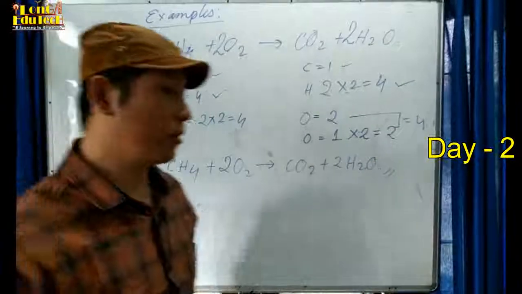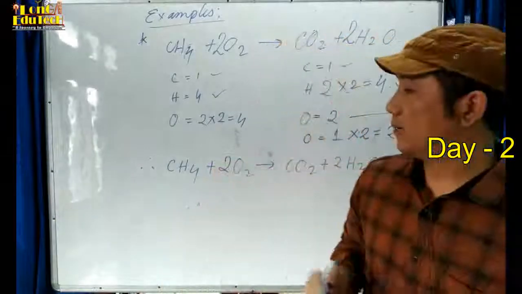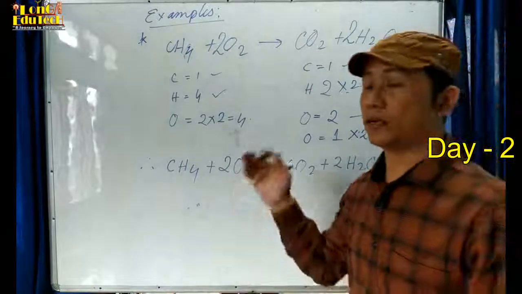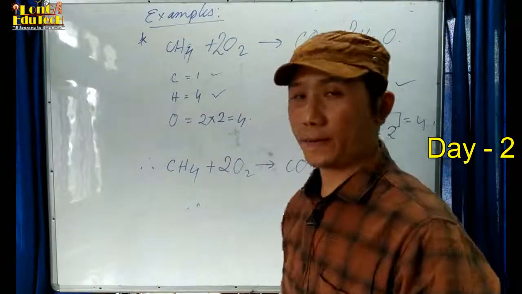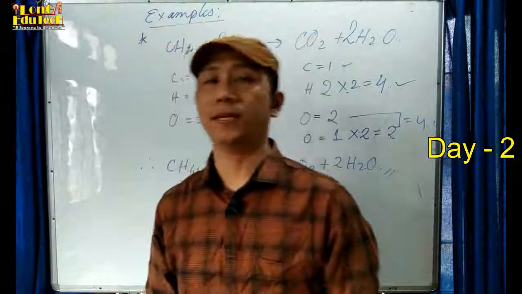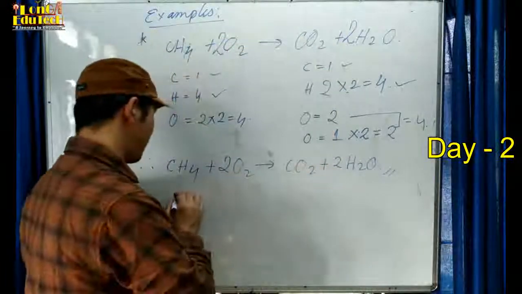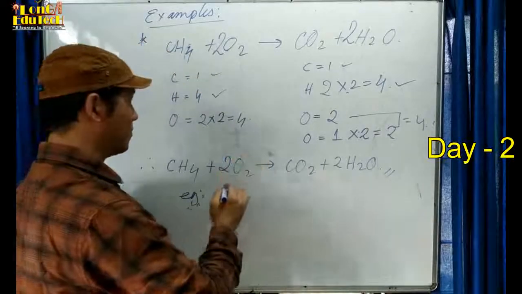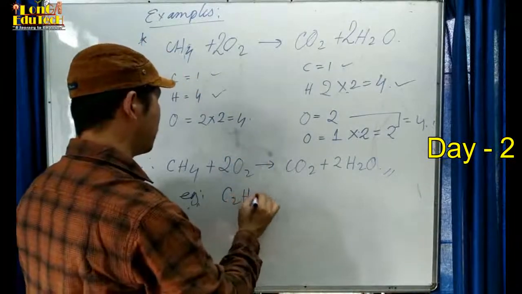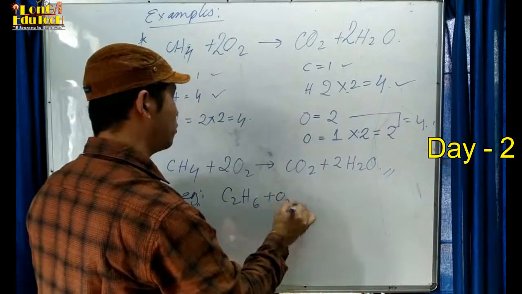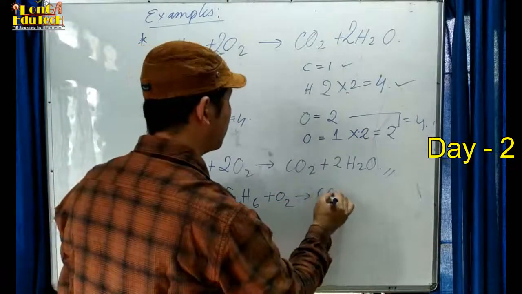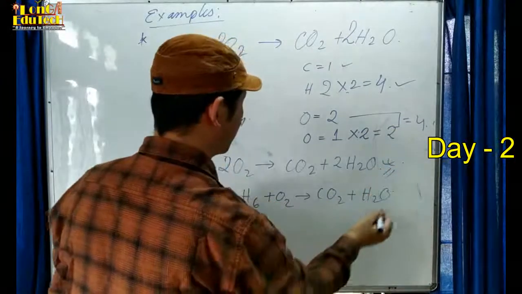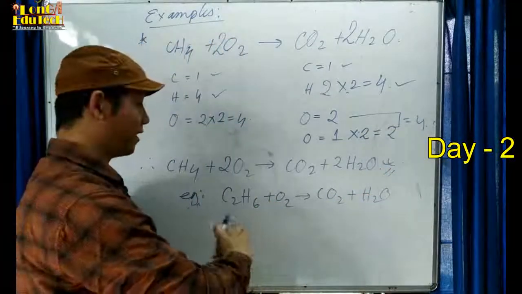Okay, so this is how we can balance different chemical equations, whatever the types of chemical reactions or equations, you can balance by this way. It's very simple. If you have any problem, you can ask me. As a home task, you can do it by yourself. I am giving you some examples. Say C2H6 plus O2 to form CO2 plus H2O.